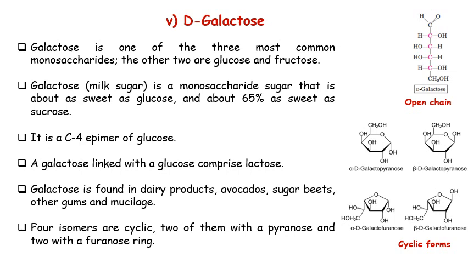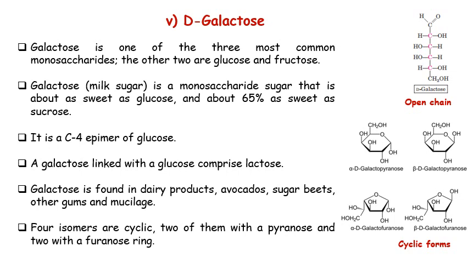It is a monosaccharide sugar that is about as sweet as glucose, and about 65% as sweet as sucrose. So it means it is almost equally sweet as glucose, but less sweet as compared to sucrose. It is a C4 epimer of glucose, which means it differs at the position of the hydroxy group at carbon number 4, when we compare D-galactose with D-glucose.